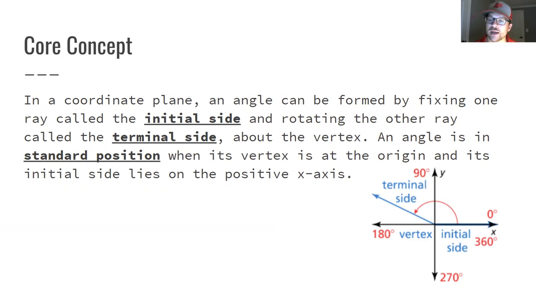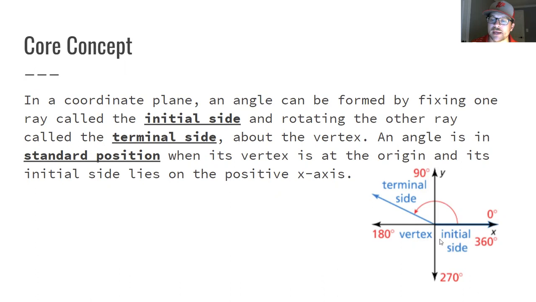But first, how you line up angles within your two different sides and where your vertex goes. So in a coordinate plane, your angle needs to be formed by fixing one of the rays or one of the sides called the initial side, and then rotating that other ray called the terminal side around the vertex. An angle is in its standard position when the vertex is at the origin, at the coordinate point (0, 0), and when the initial side is on the positive x-axis.